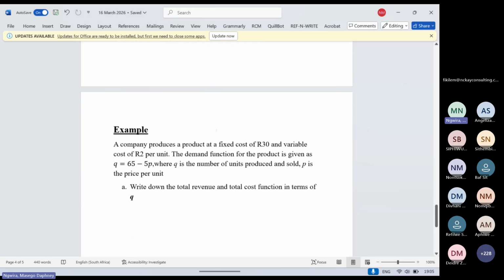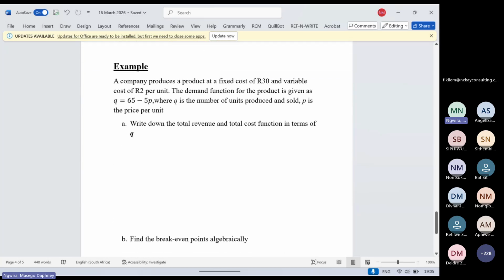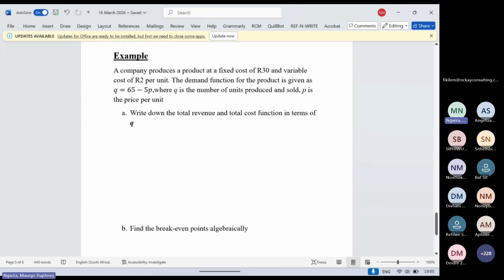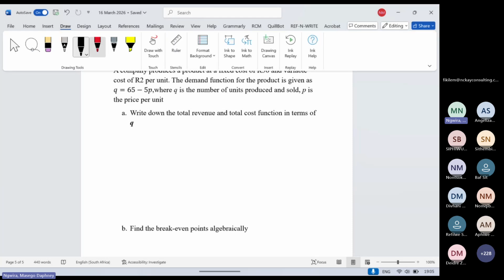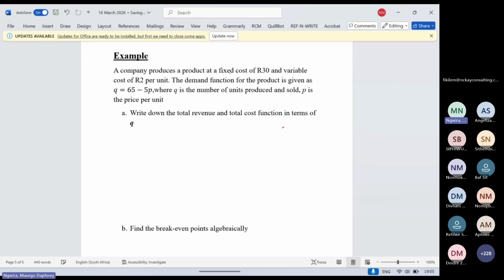Now let's look at the example so that I can answer most of the questions. Example says a company produces a product at a fixed cost of 30 rand. So already you know that this is your FC. You must always do that for yourself. And a variable cost of 2 rand per unit. So this is my VC. It means my VC is equal to 2Q.